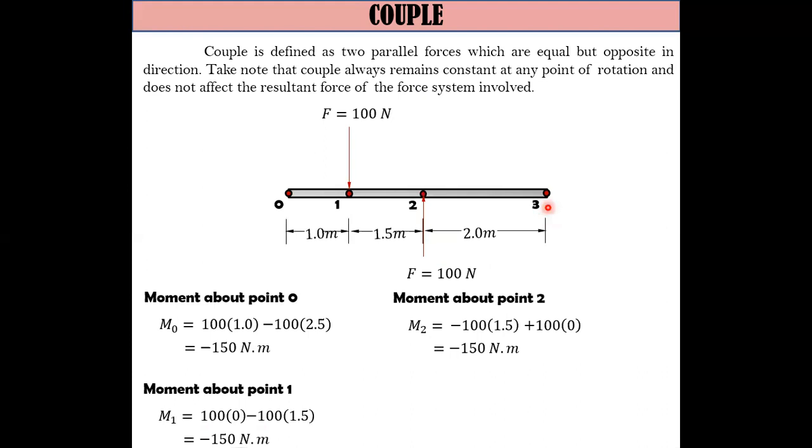And if we choose point 3 as the moment center, yung force nandito sa left side, ang ikot niya counterclockwise, ang moment arm 3.5. So that is negative 100 times 3.5. And then yung force naman dito sa right side, ang ikot niya clockwise, and then ang moment arm niya ay 2. So the answer is still negative 150 Newton meter because it is independent of any point of rotation. So that is one of the most important principles attributed to couple, or connected to couple.